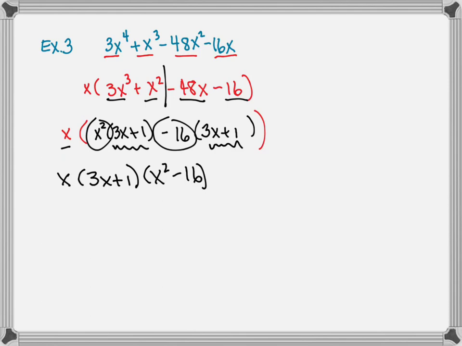And now we do want to see if we can factor further. x does not factor further, 3x plus 1 does not factor further. But x squared minus 16 is a difference of two squares, so I'll separate it into 2 parentheses. The square root of x squared is x. The square root of 16 is 4. One gets a plus, one gets a minus. And then I also have my other factors, my 3x plus 1 and my x. So example 3 factors to x times 3x plus 1 times x plus 4 times x minus 4. And now we are done factoring.